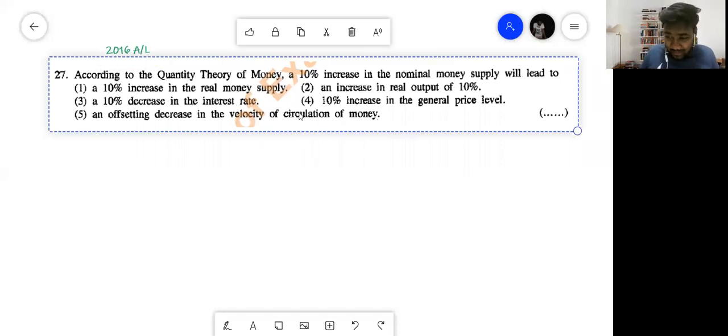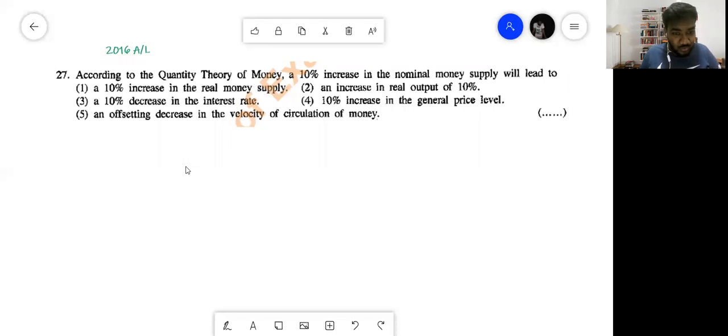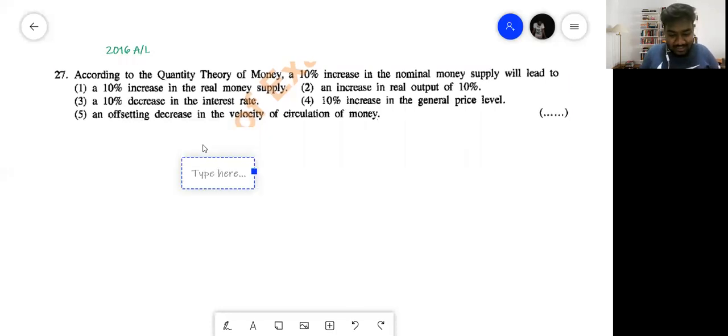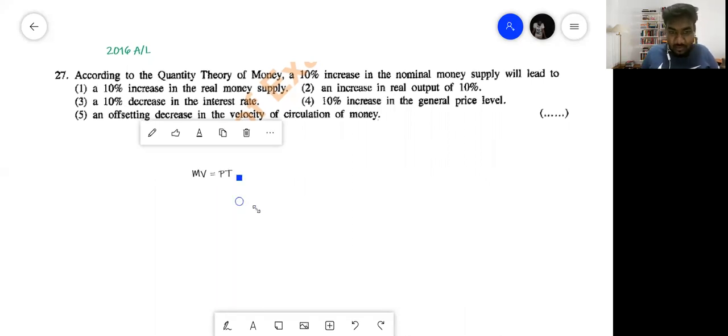Okay, right. 2016 elements. According to the quantity theory of money, we studied this now. A 10% increase in nominal money supply will lead to what? So quantity theory of money is MV = PT, right? So money supply has increased by 10%. What happens?